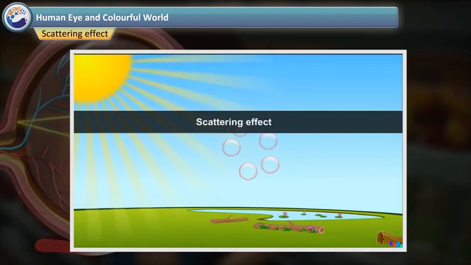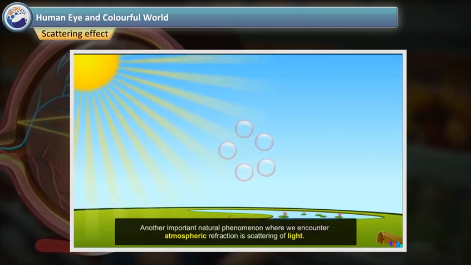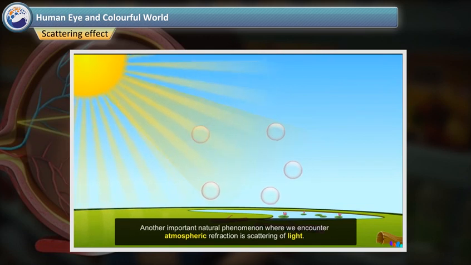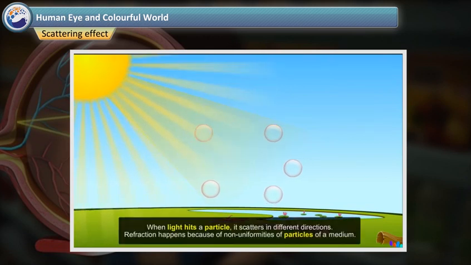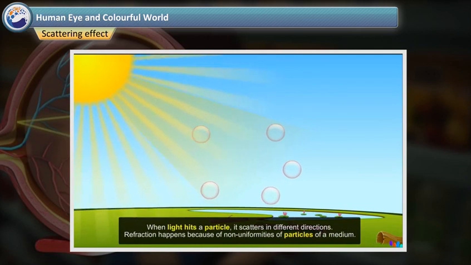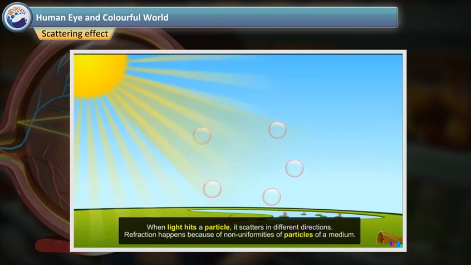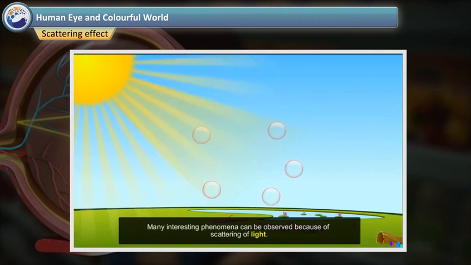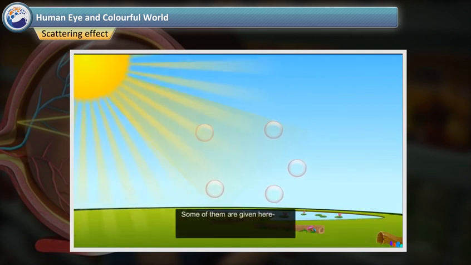Scattering effect. Another important natural phenomenon where we encounter atmospheric refraction is scattering of light. When light hits a particle, it scatters in different directions. Refraction happens because of non-uniformities of particles of a medium. Many interesting phenomena can be observed because of scattering of light. Some of them are given here.